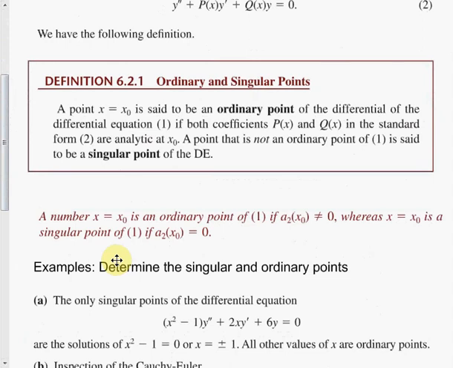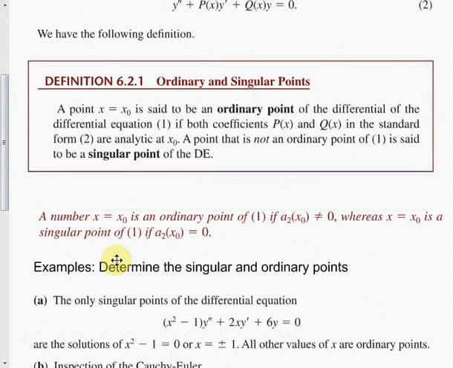Just for example, see this example here, x squared minus 1 times y double prime plus 2x y prime plus 6y equal to 0. Well, a sub 2 is this x squared minus 1. So if we set a sub 2 equal to 0 and then solve for x, I get x equal to plus or minus 1. We say that x equal to 1 and x equal to minus 1 are singular points, because that gives me 0 for a sub 2.